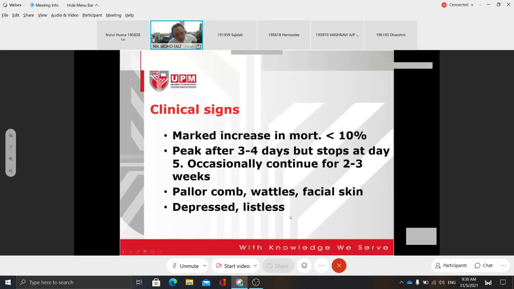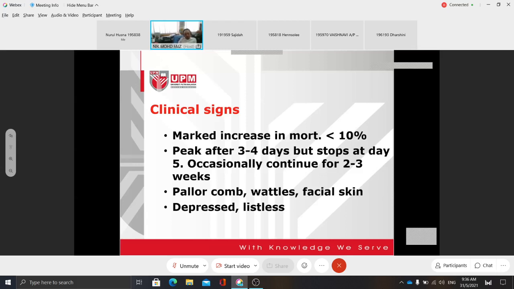Clinical signs: there's a marked increase in mortality, usually less than 10%. It peaks after 3 to 4 days but stops at day 5, occasionally continuing for 2 to 3 weeks. What you'll see is paler comb, wattles, and facial skin. The chicken will appear depressed and listless.